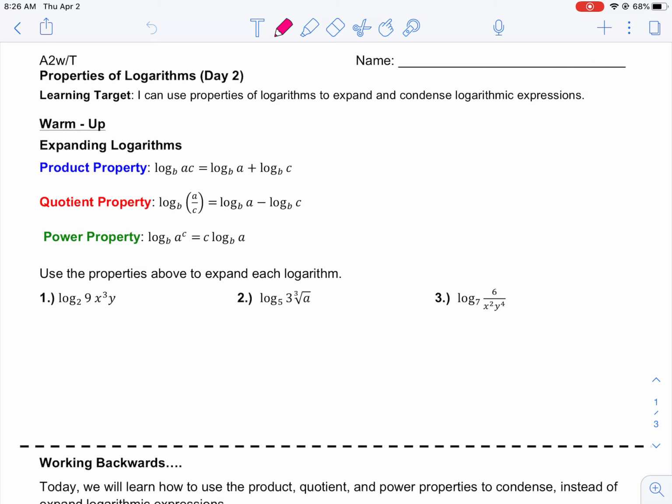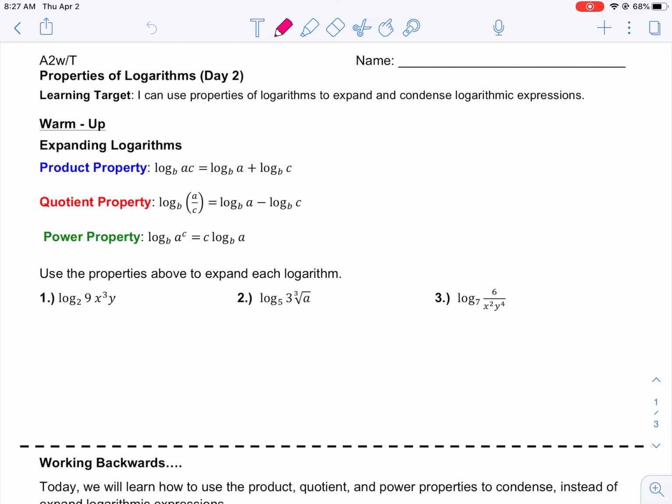Alright, so yesterday we talked about properties of logarithms, and we specifically talked about expanding logs, using the properties to expand. So I want to start by reviewing those properties and practicing a couple expanding problems. We talked about the product, quotient, and power property yesterday, and I wrote those out for you.